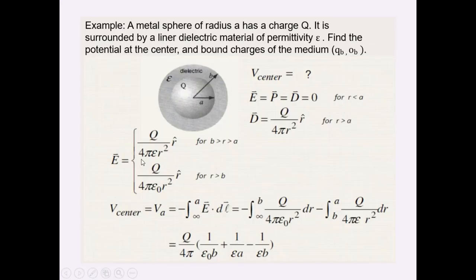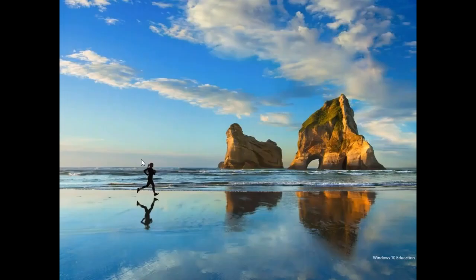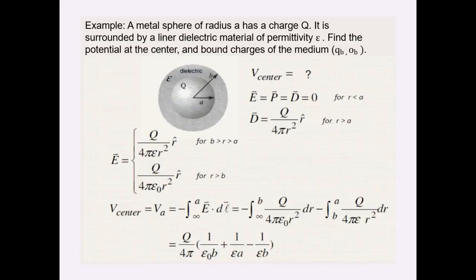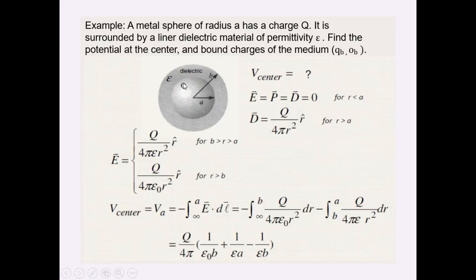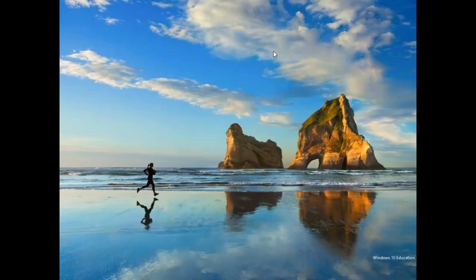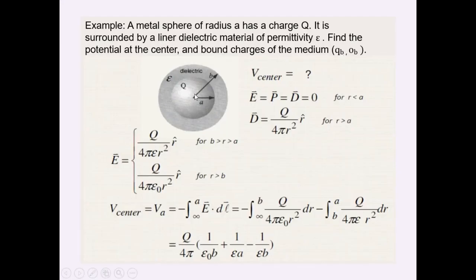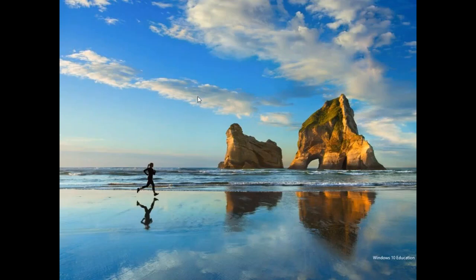But let's look at this also. A metal sphere of radius a has a charge Q. If you could see my mouse, this is the Q. It is surrounded by a linear dielectric material of permittivity epsilon. Find the potential at the center and the bound charges of the medium. That is, we have to look for this.